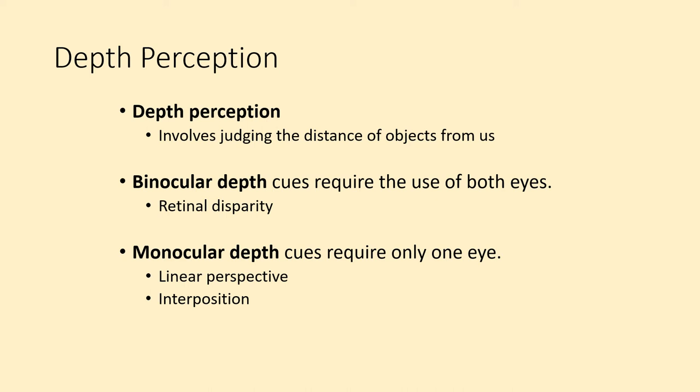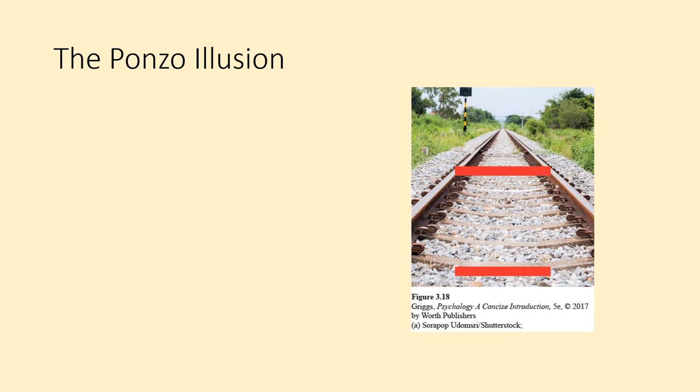Linear perspective refers to the fact that as parallel lines recede away from us, they appear to converge. Interposition refers to the fact that if one object blocks our view of another, we perceive the blocking object as closer. Here's an example of an illusion of depth perception involving the linear perspective.